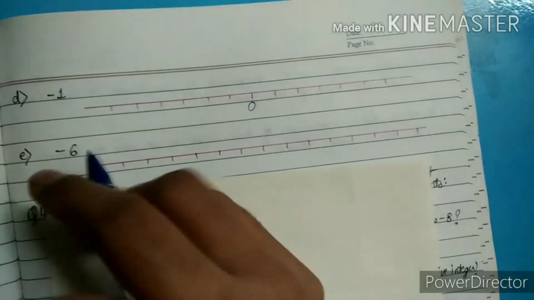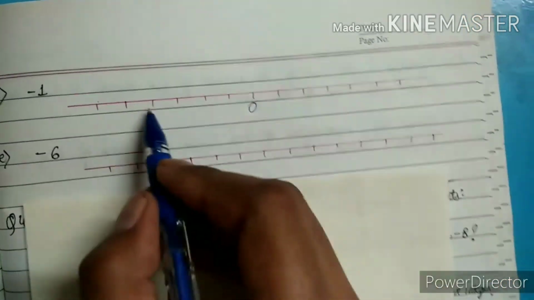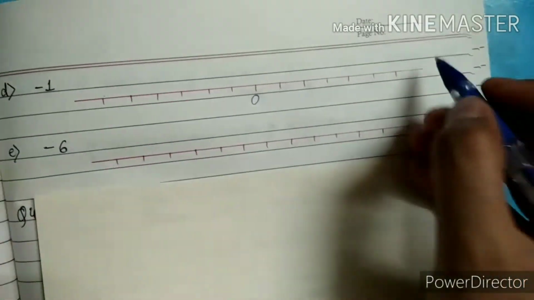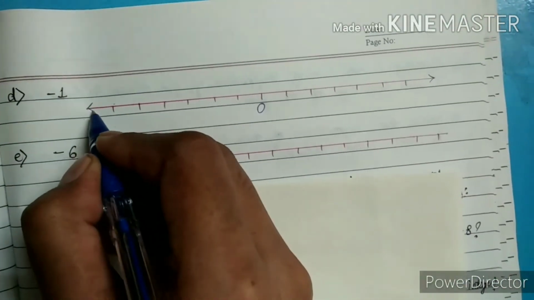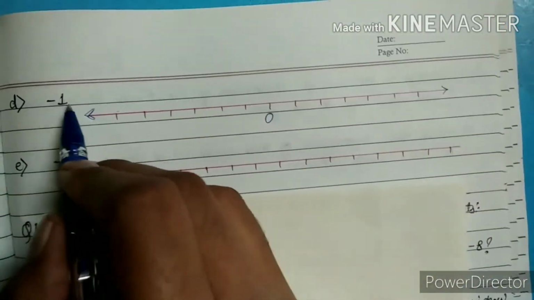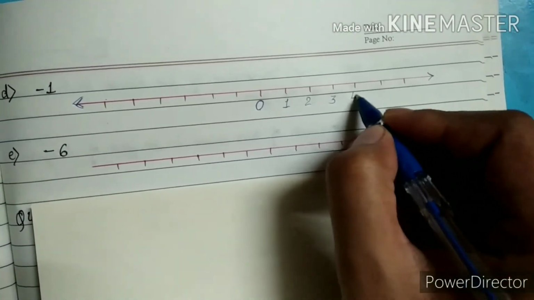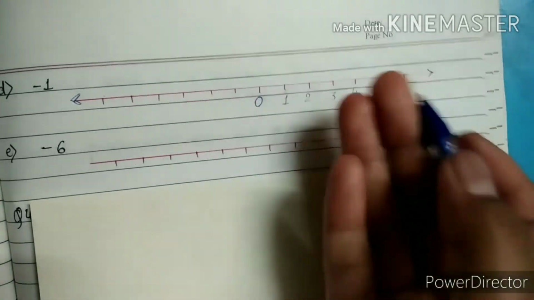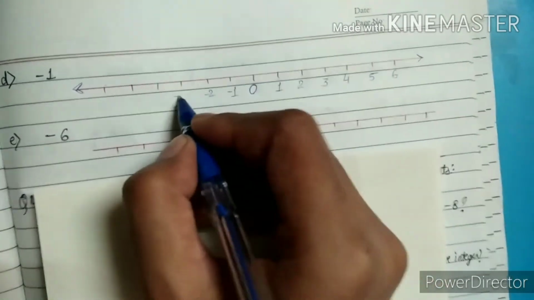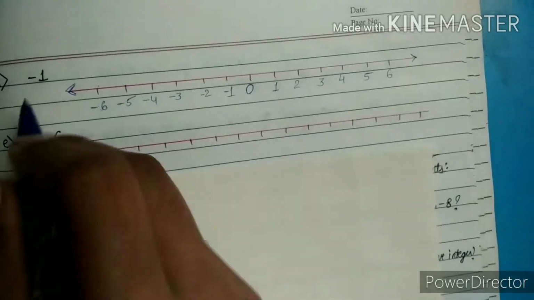You can see the difference between every section. Here, here, here, here, here, they all have the same gap. So when you are drawing the number line, you should also keep the gap between each section the same. Okay, negative 1. On the right hand side of 0 we have positive 1, positive 2, 3, 4, 5, 6. Just opposite, before 0 we have negative 1, negative 2, negative 3, negative 4, negative 5 and negative 6. Have you seen negative 1?